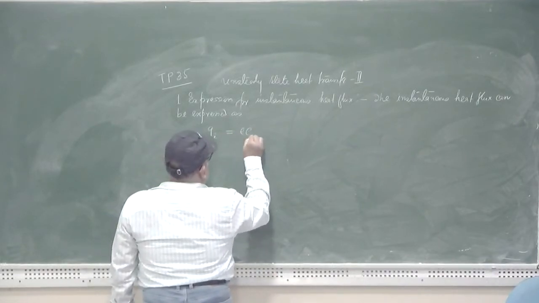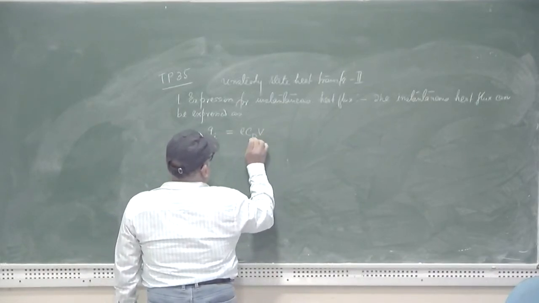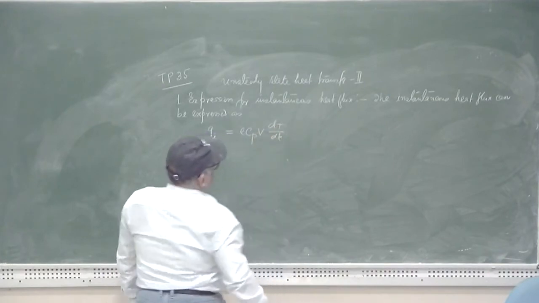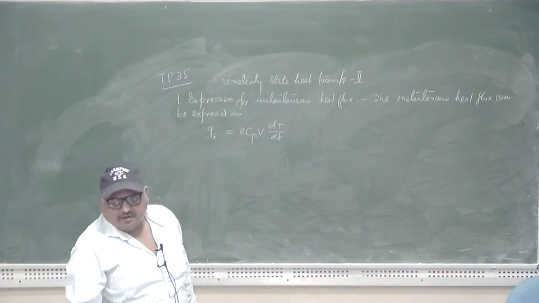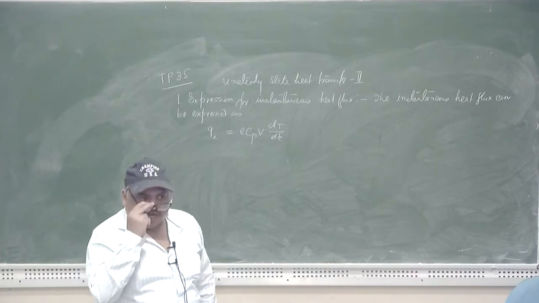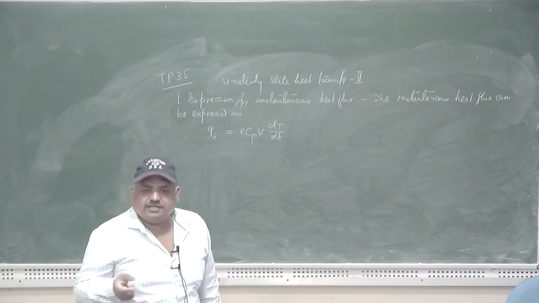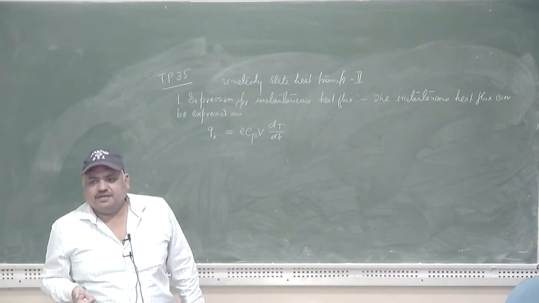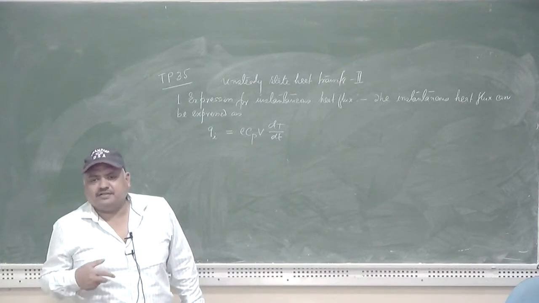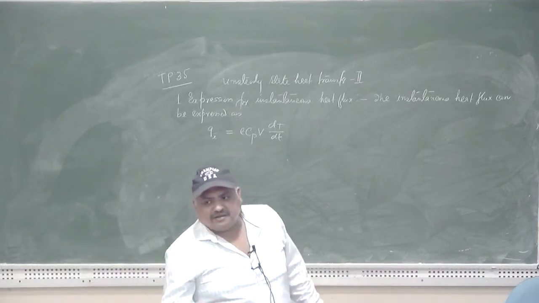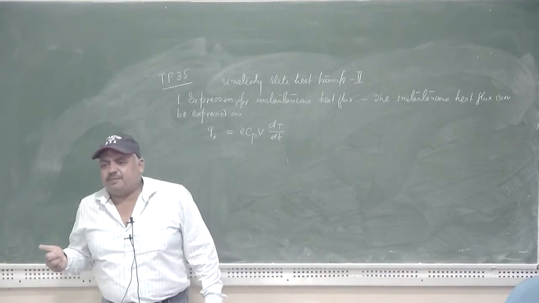rho Cp V into the differential coefficient of temperature with respect to time, because in the case of unsteady state heat transfer, all the time the temperature of the body is changing, and there is no thermal gradient inside the body itself. Hence, in the lumped heat capacity analysis, we have assumed that there is no gradient existing within the body.